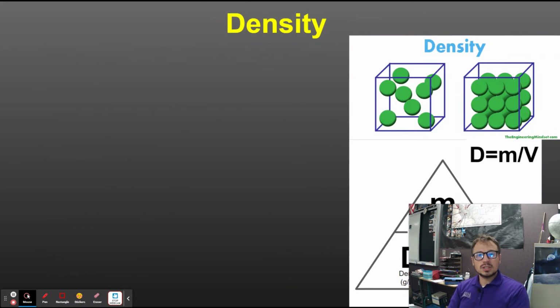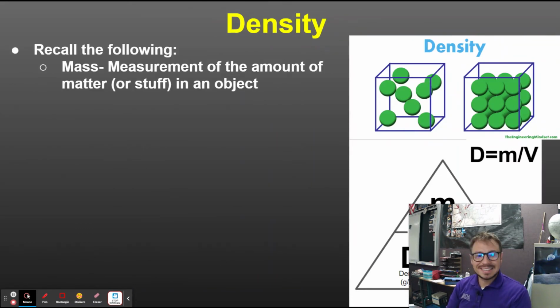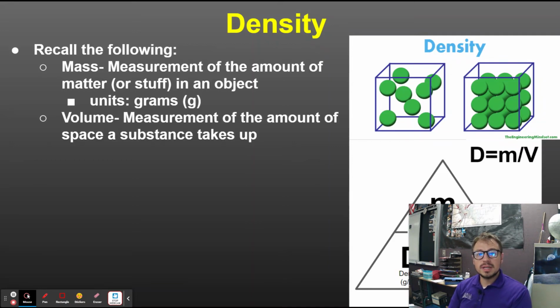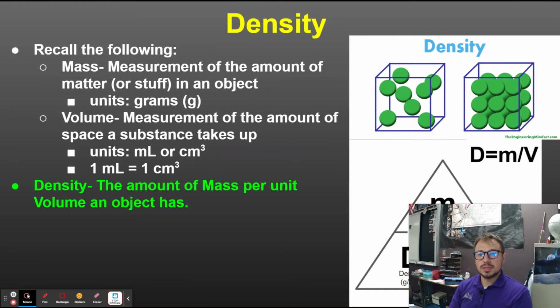In order to understand this, we're going to need to understand the concept of density. If we recall, mass is the measurement of the amount of matter or stuff in an object, and the unit is grams. Volume is the measurement of the amount of space a substance takes up, and the units are milliliters or centimeters cubed. Those are the same thing. We're going to use milliliters from here on out. 1 milliliter is 1 centimeter cubed.